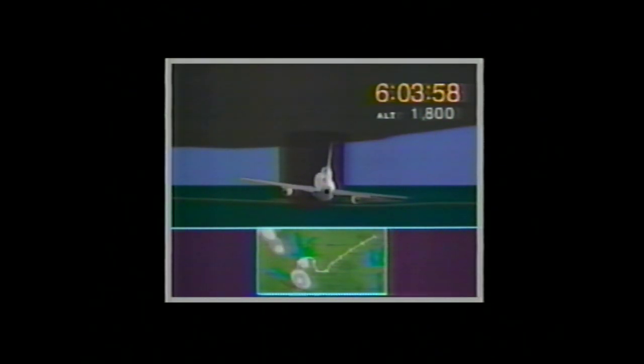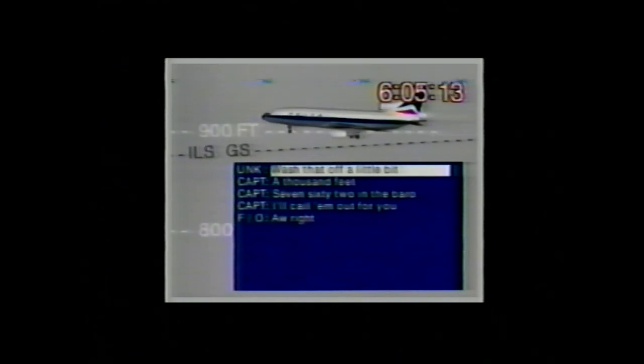Final approach. The gear comes down. Heading into the thunderstorm, the crew sees lightning in the darkening skies. The crew flies into the heart of the storm, not knowing it holds deadly downdrafts.